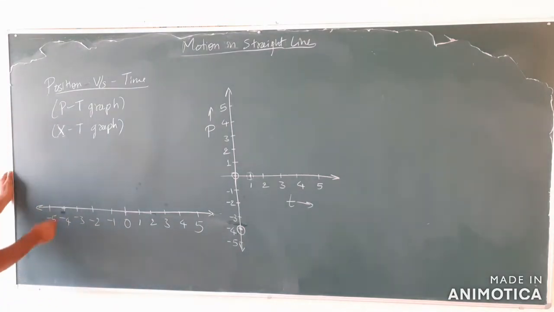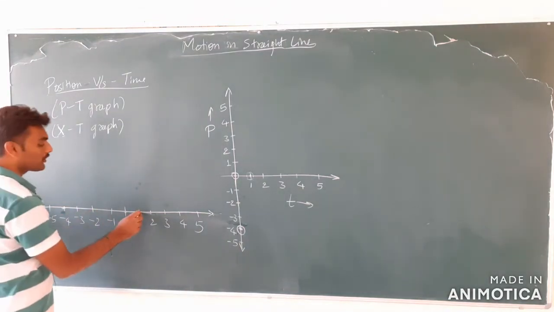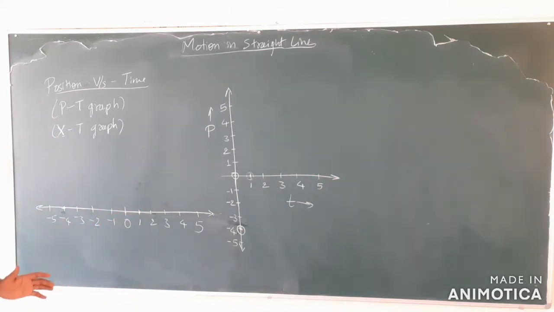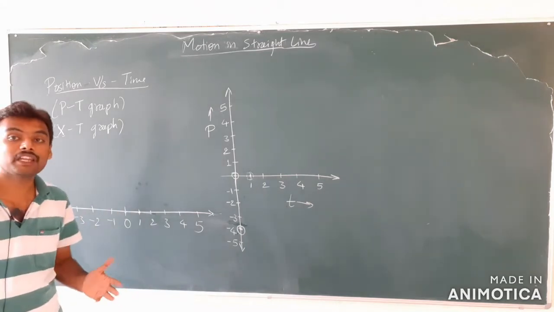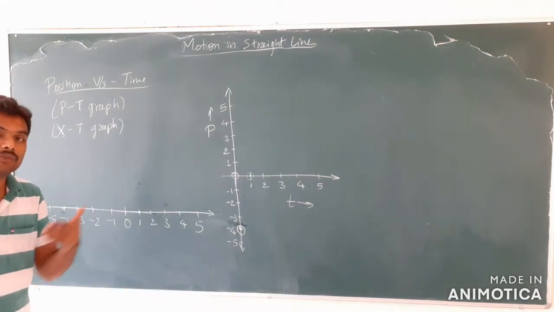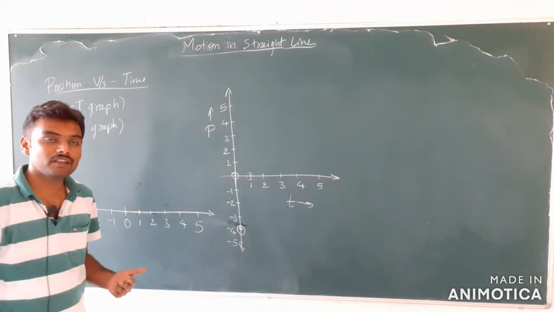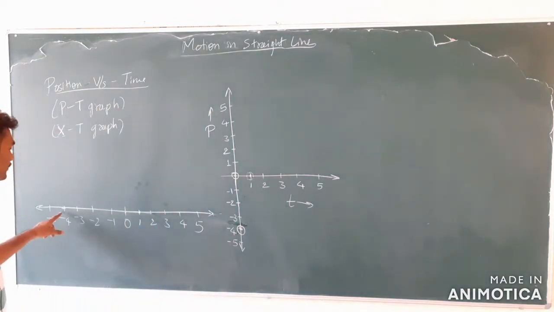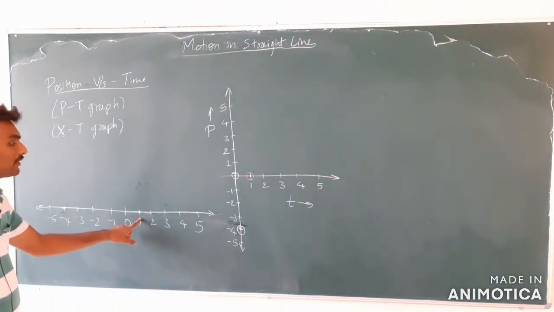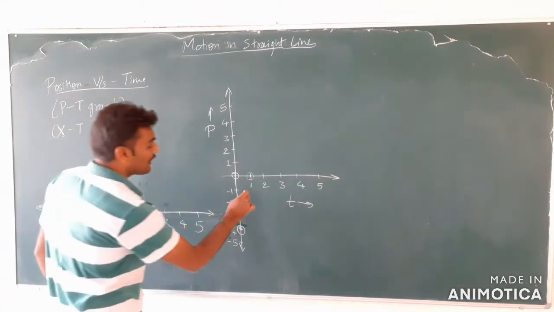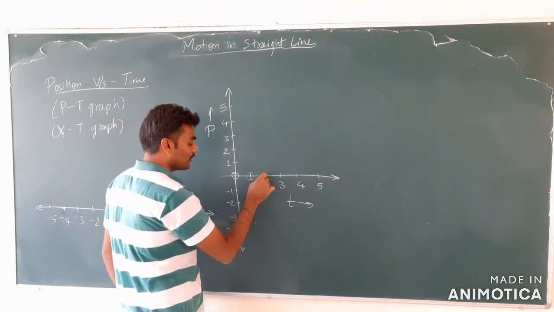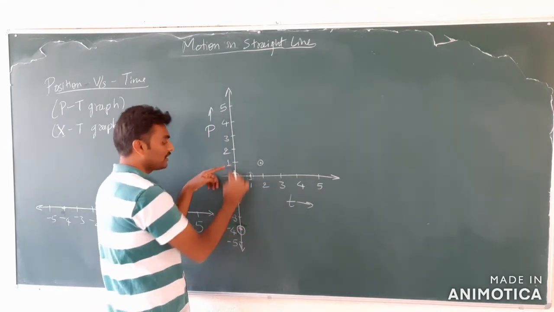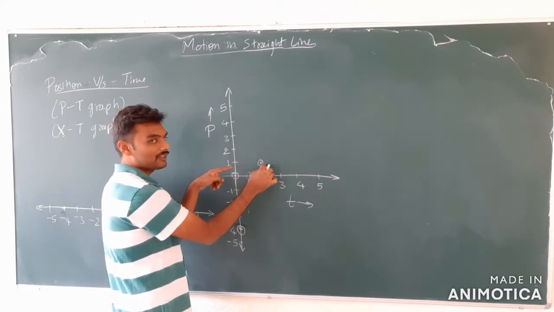So next, say from -4 it goes to +1. Now the question is, in what time does it go from -4 to +1? Say in a time of 2 seconds it goes from -4 to +1. Which means after the time t equal to 2 seconds, we find the body at plus 1 meter.